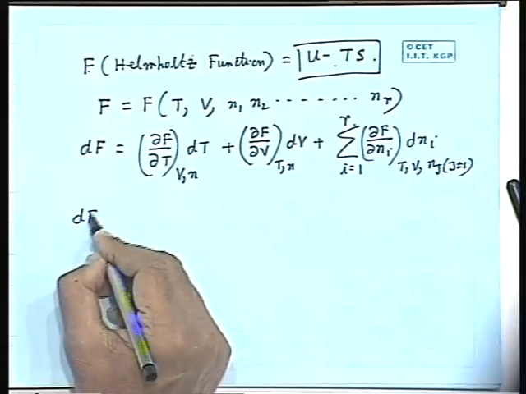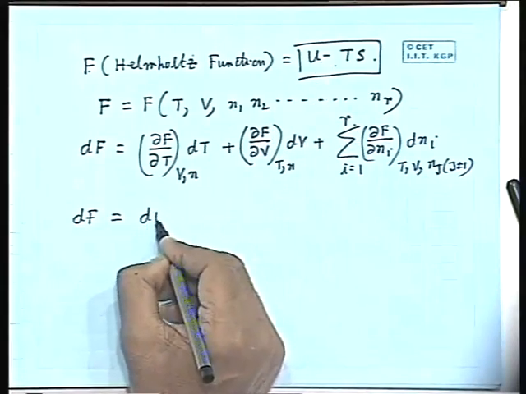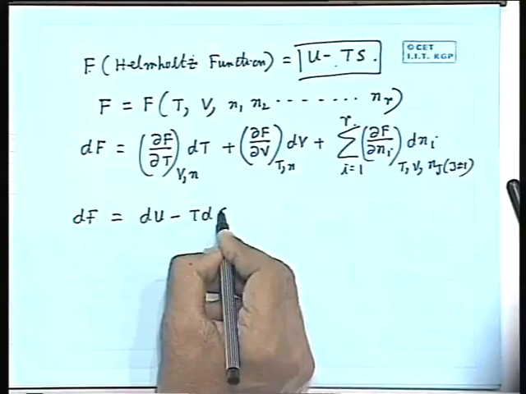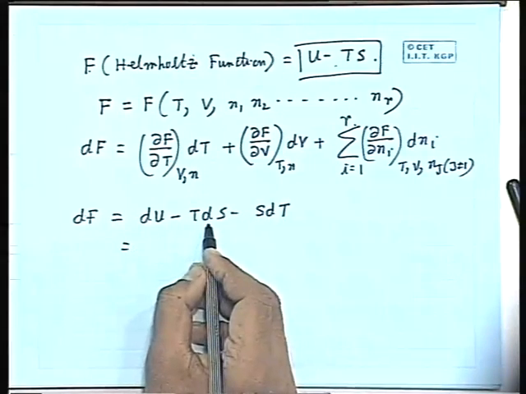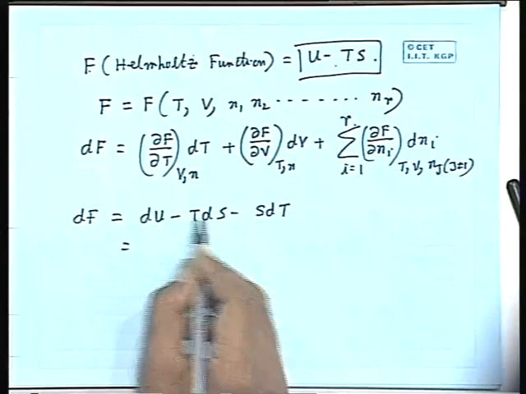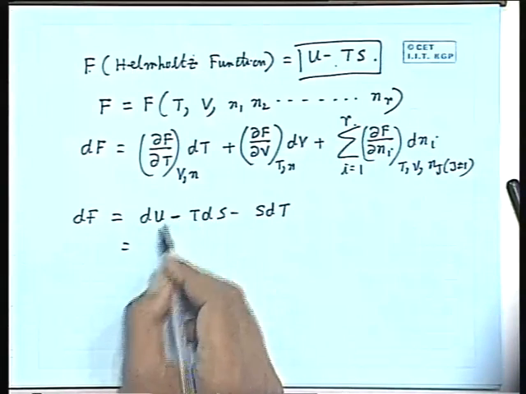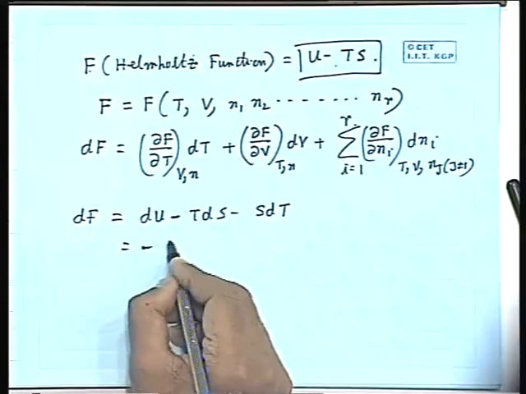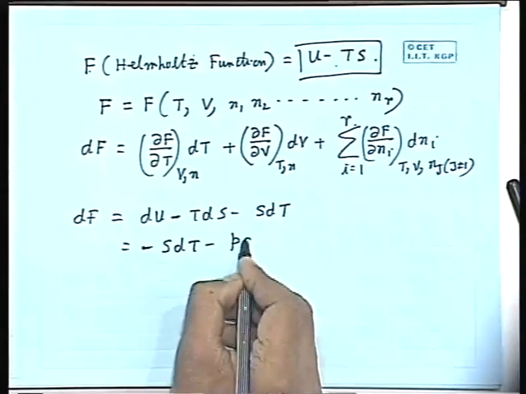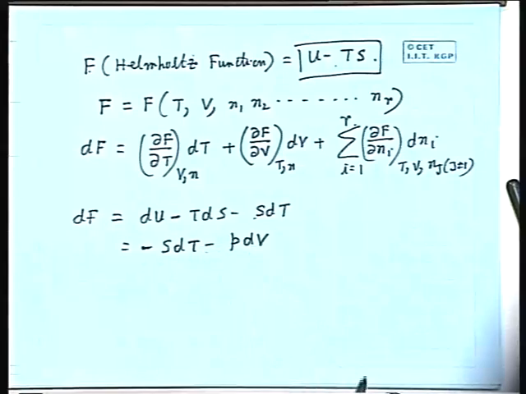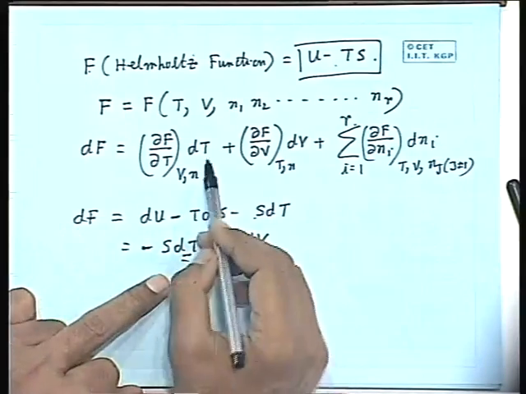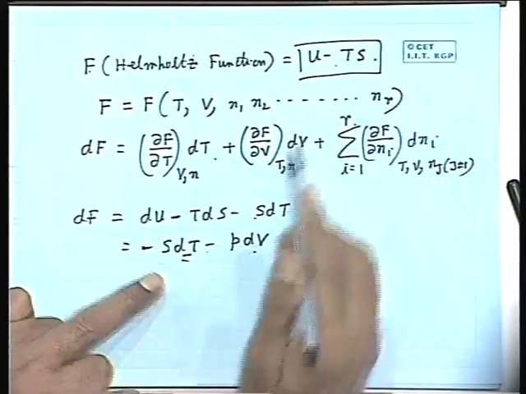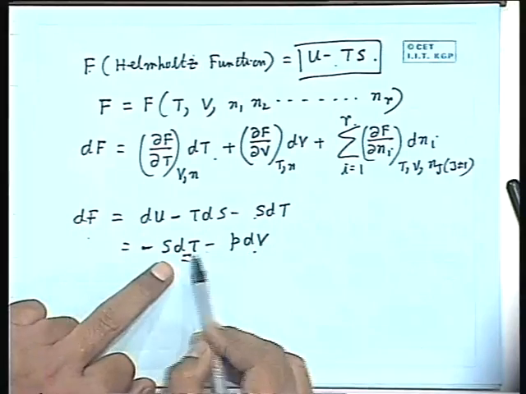Now if we differentiate dF, we get dU minus TdS minus SdT. Now TdS is dU plus PdV, so then dU cancels, and we get minus SdT minus PdV. So therefore we see that we can express F in terms of dT and dV. This is for a single component system, that means for a single component system we have dF is minus SdT minus PdV.